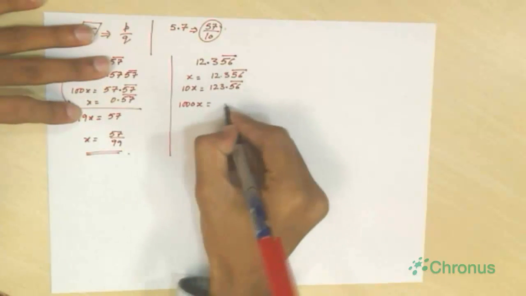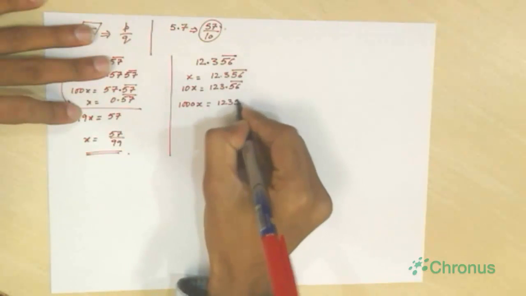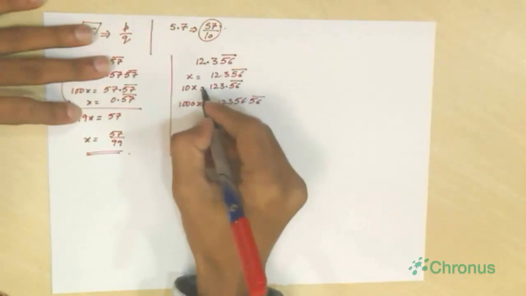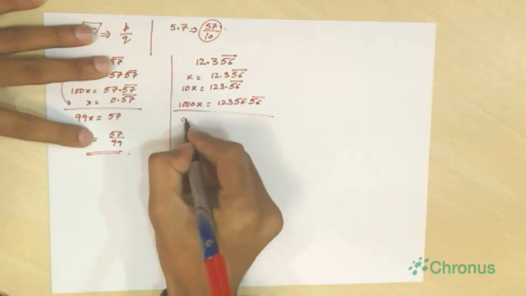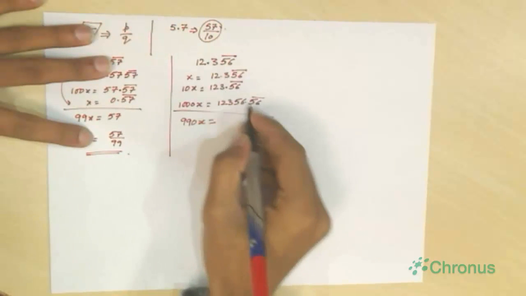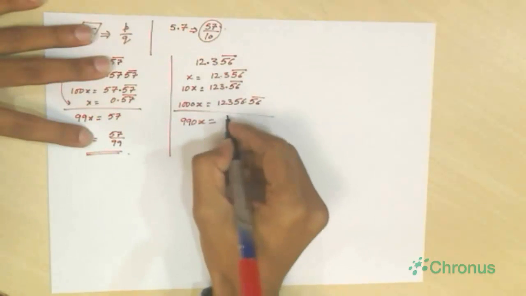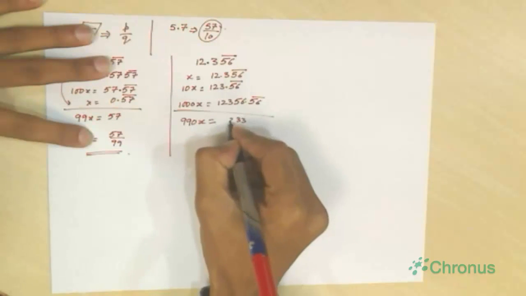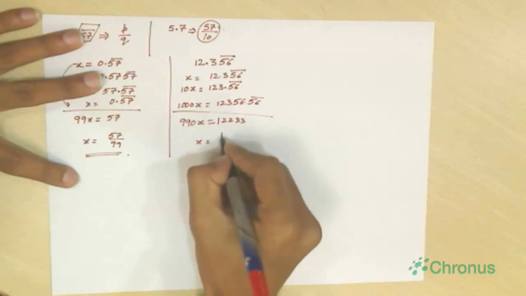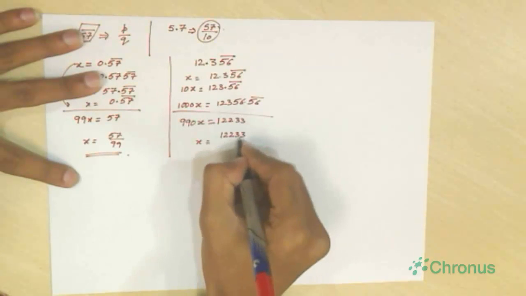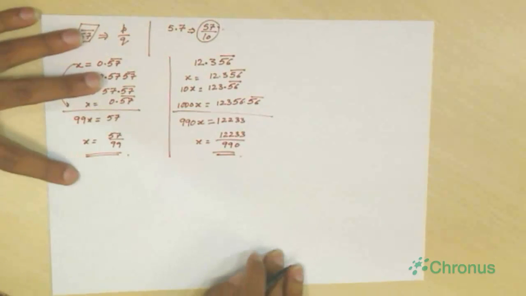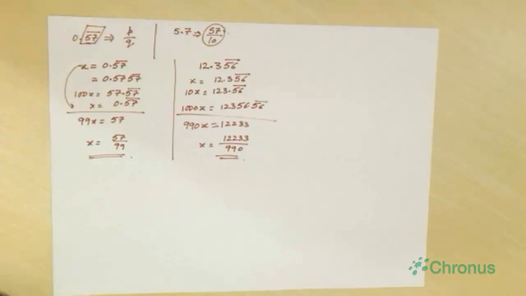Now 1000x equal to 12356.56 bar, and now we subtract one from the other. So we are going to get 990x equal to 12356 minus 123, which is 12233. So we have x equal to 12233 by 990. So this is the way we convert a recurring decimal into a fraction.